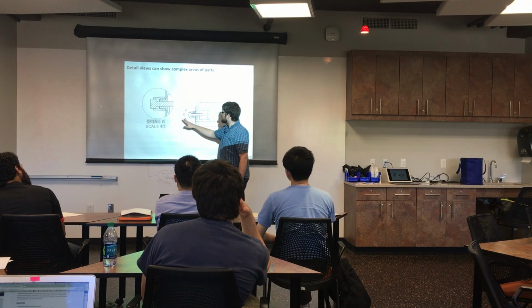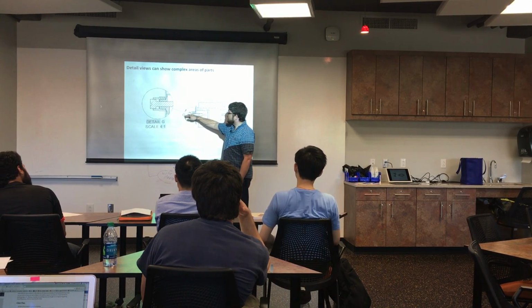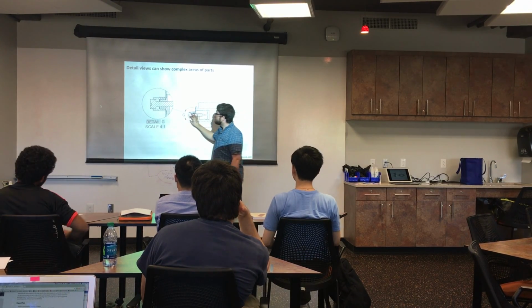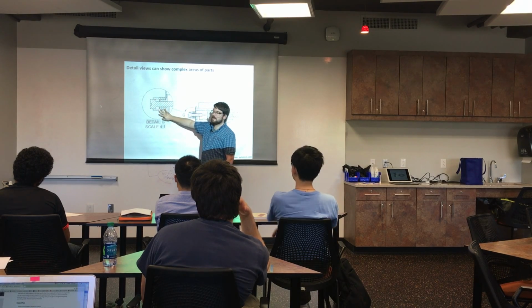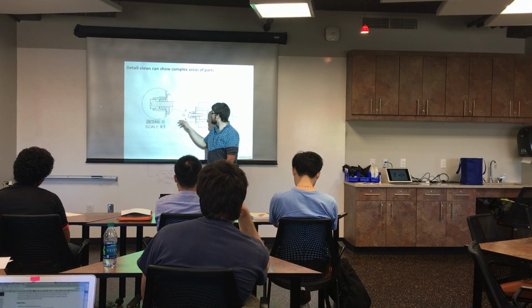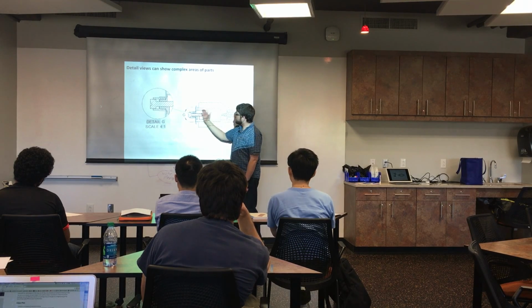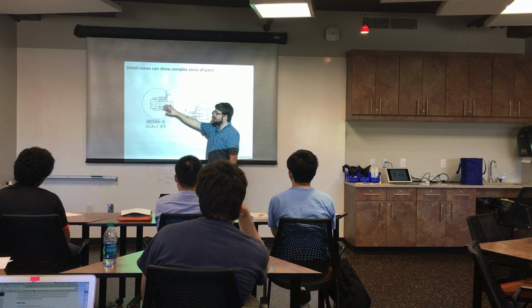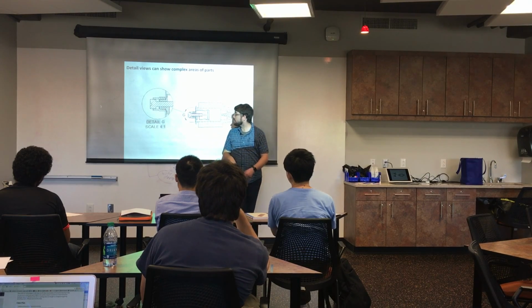So you draw a circle with these arrows, give it a detail number, and then you blow it up out here at a larger scale, and you can do dimensioning, annotations, whatever. So in this case, it's a section. We're cutting through some assembly, and then we're actually detailing part of a section here at a 4-to-1 scale.